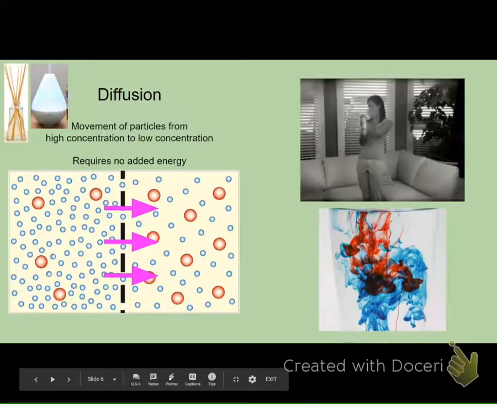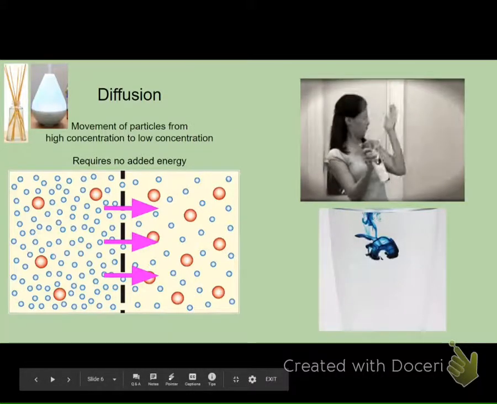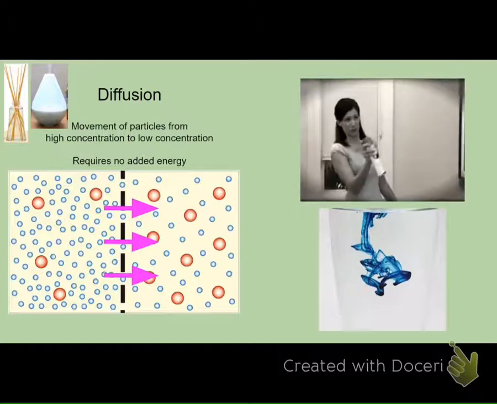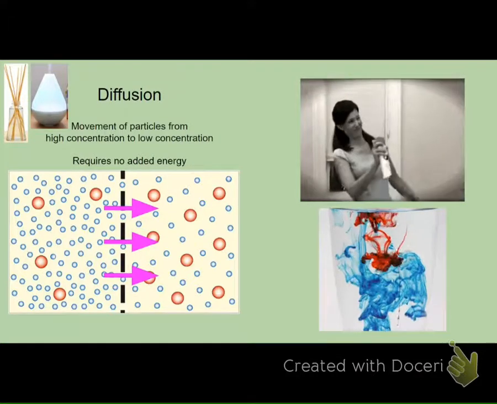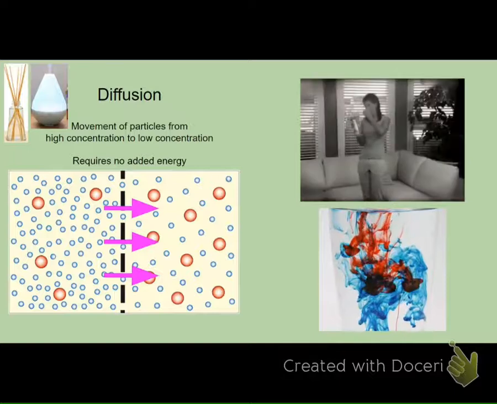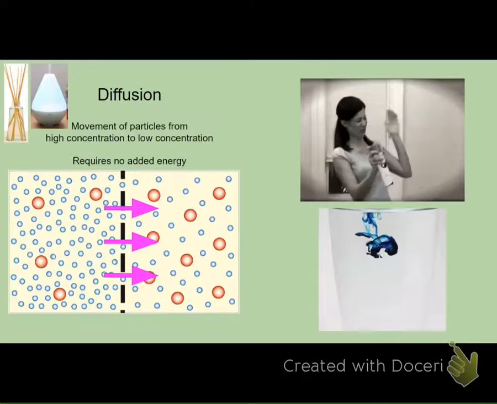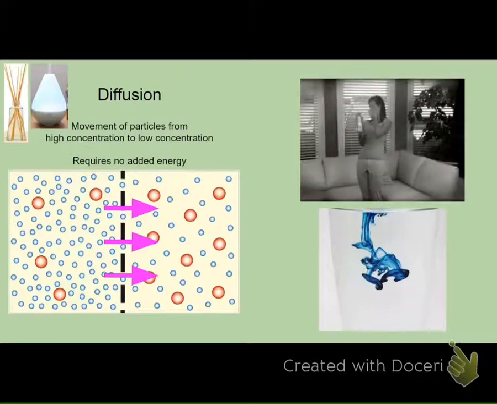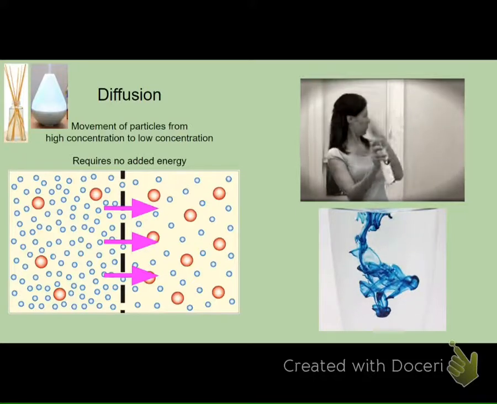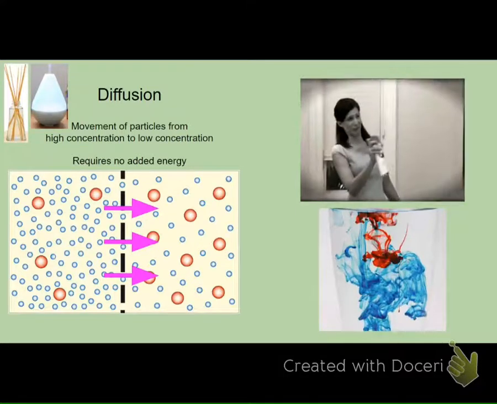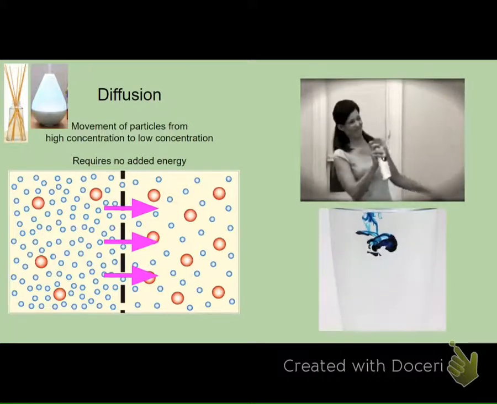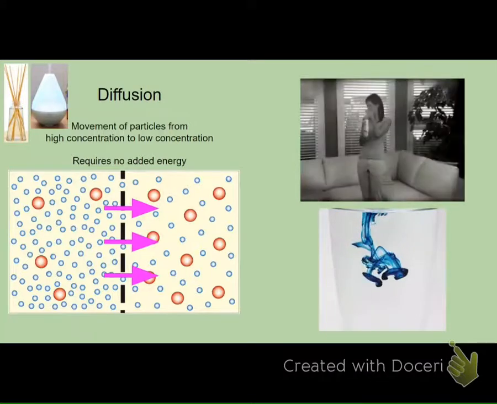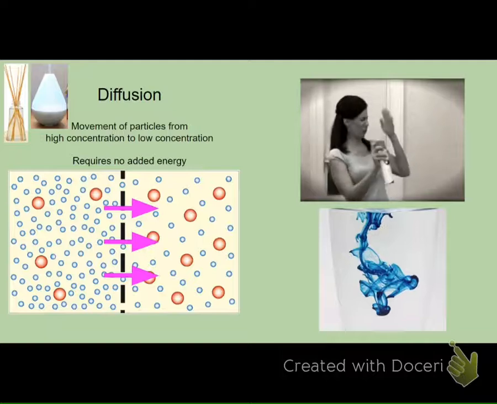So diffusion is a type of passive transport. You may have seen what's called a diffuser. Maybe it's a fragrance, like at the top left up there, a glass jar with some perfume in it with some wooden sticks. The wooden sticks are dry at the top, so when you stick them in the fragrance, it pulls up or wicks up the fragrance, and then it goes into the air pretty quickly because there's low concentration in the air, high concentration in the stick.